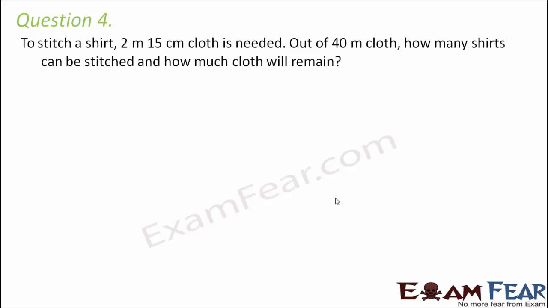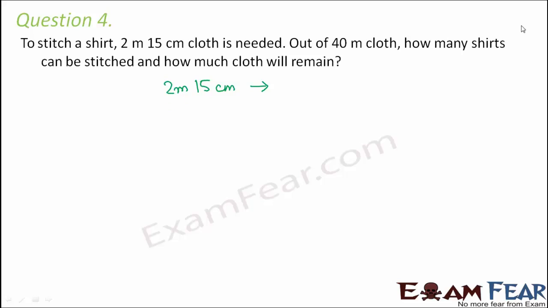Question number 4. To stitch a shirt, 2 meters 15 centimeters of cloth is needed. Out of 40 meters of cloth, how many shirts can be stitched and how much cloth will remain? Okay, so how much cloth do you need to stitch one shirt? So for one shirt, we need 2 meters 15 centimeters. Now let us convert this into one single unit. Let's say we convert the entire thing into centimeters.